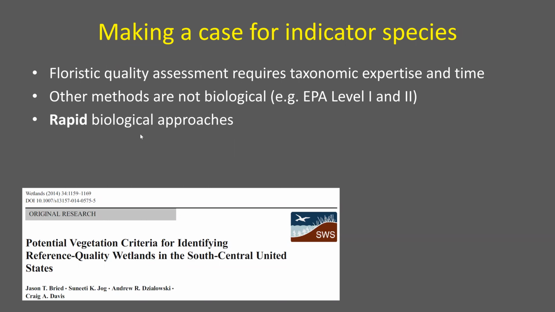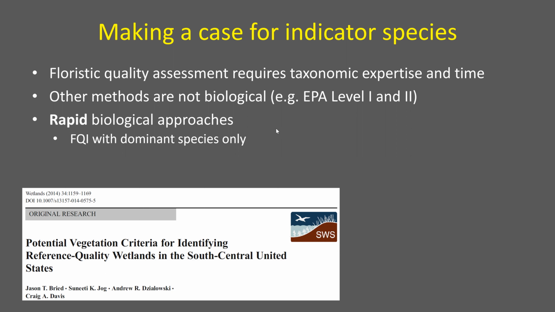So that makes a good case to look for approaches that are biological yet rapid, because the people who go out there don't necessarily have the time and the expertise. So they need something rapid, but it has to be biological. So to get around that, people have been looking at FQI considering only dominant species. So one approach is to go into the wetland and only look for dominant species alone. That is gaining a little bit of traction.